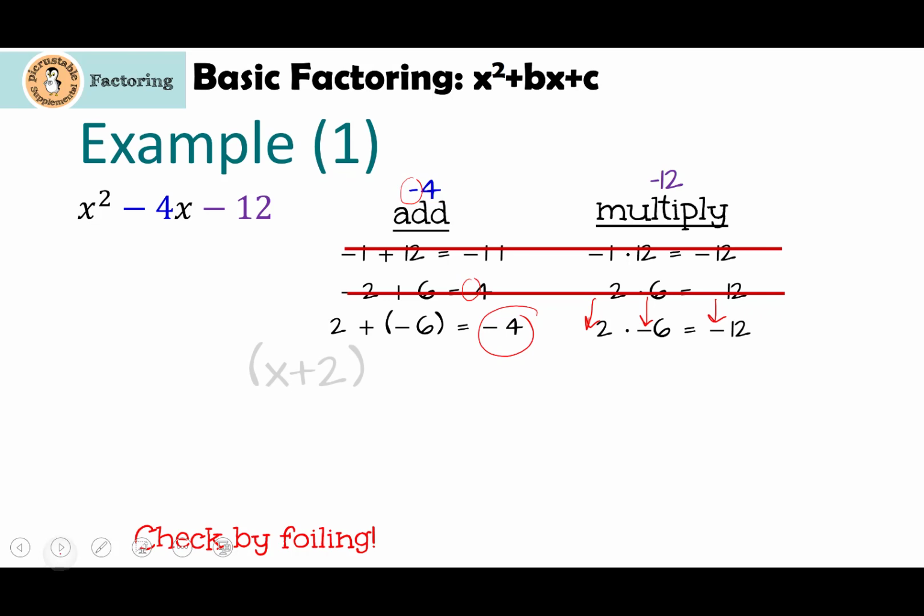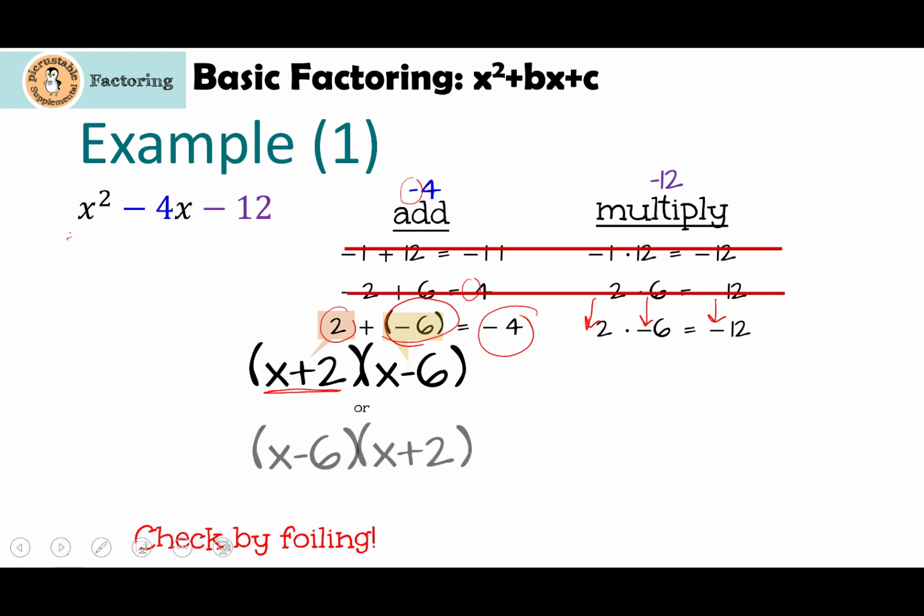So what we do is we just take the first number that we added, and it's part of my first parentheses, x plus 2. I know it's a positive because this is a positive. And then the next one, what does that look like? Well, it's just x minus 6. And where did I get the minus 6? Well, it came right from here. I mean, how much easier can it get, right? We could also write it like this.